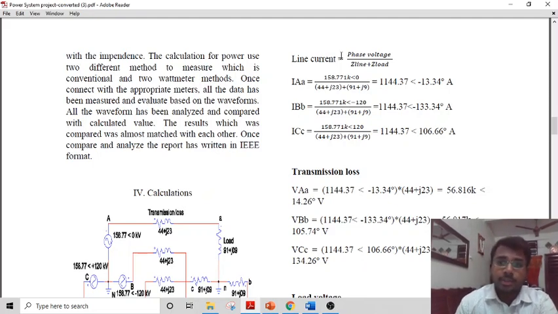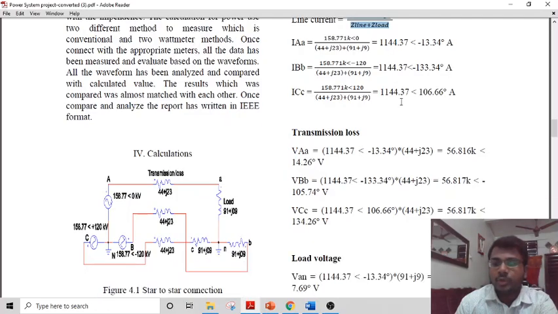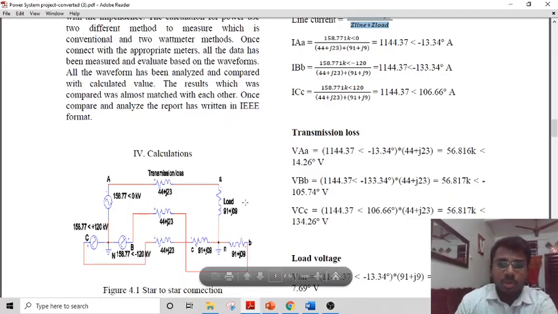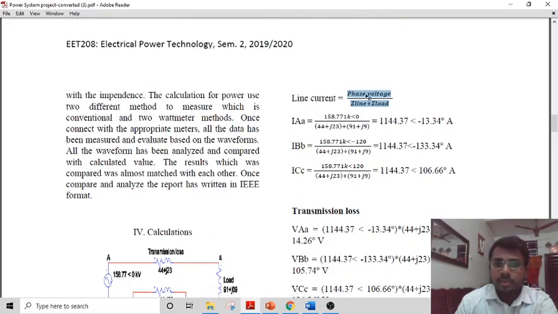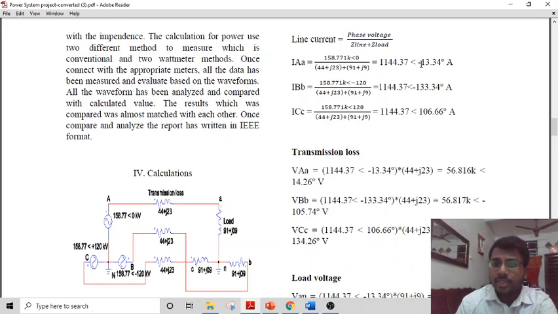So here, line current. How to find the line current? This is the formula: the phase voltage divided by Z line, which means the transmission line and the load. So here we have the transmission line and the load around here. You have to combine both and then divide the phase voltage by it. All right, we'll get the value.